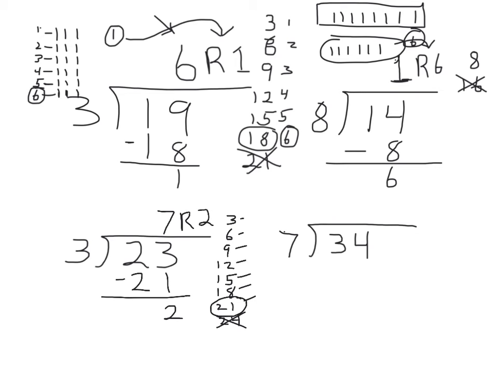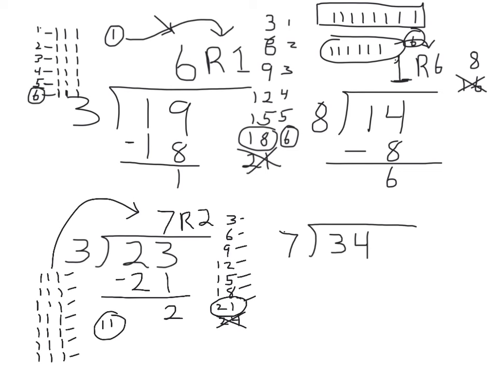Another way we could show that is if we said 1, 2, 3, 4, 5, 6, 7, 8, 9, 10, 11, 12, 13, 14, 15, 16, 17, 18, 19, 20, 21, 22, 23. So we have 7 groups of 3. And we have a remainder of 2.